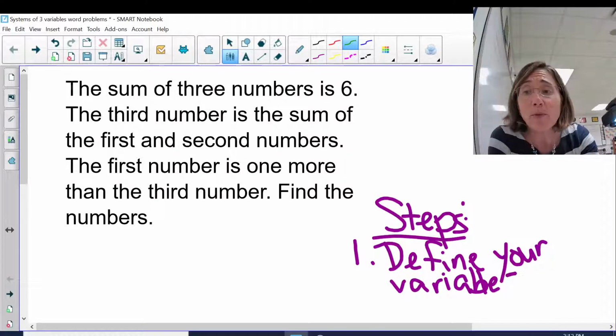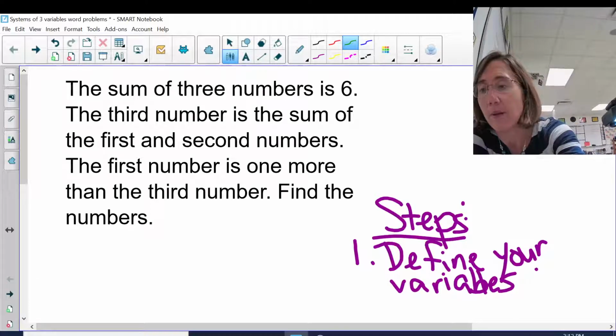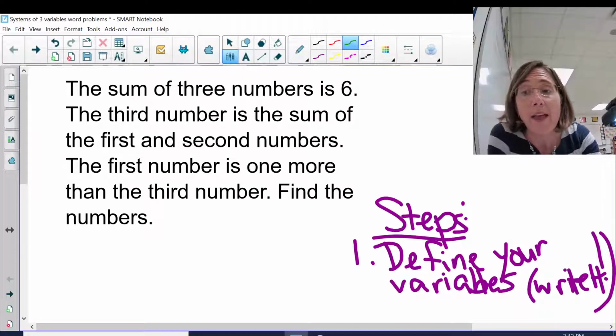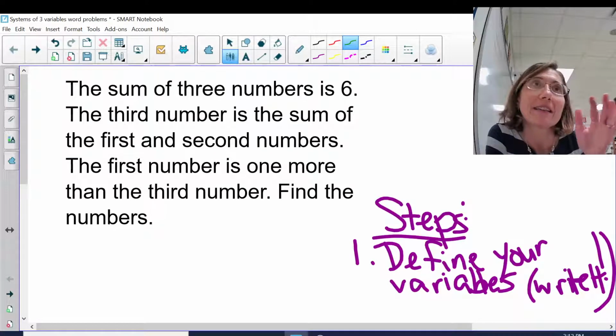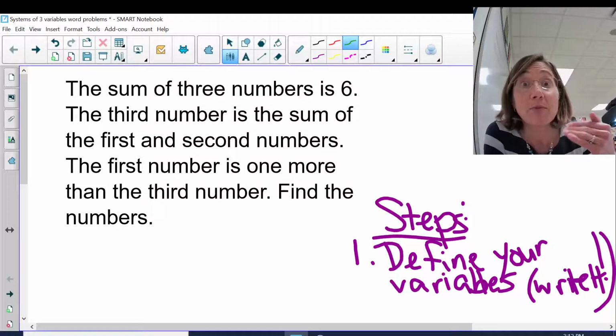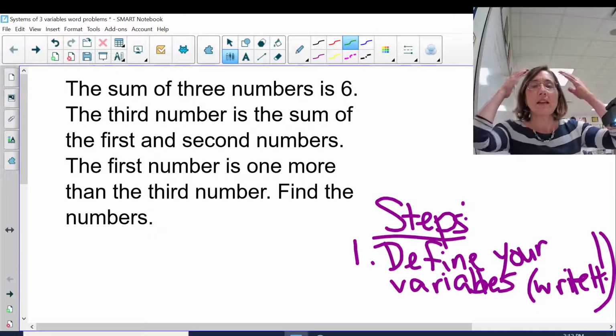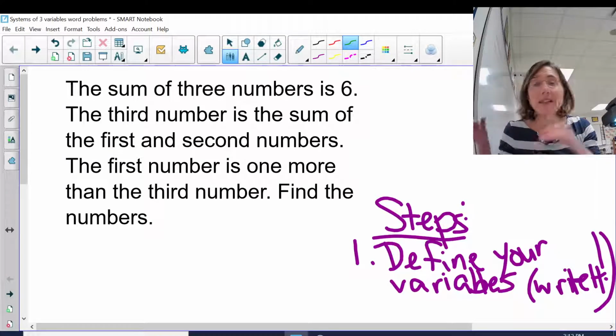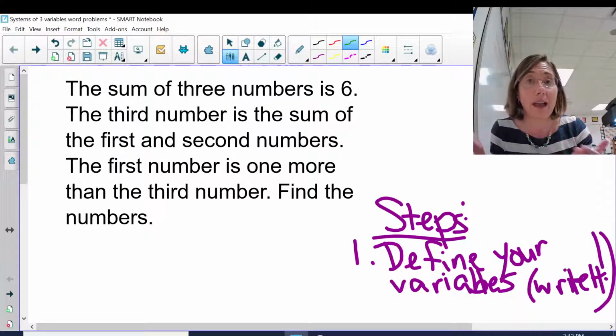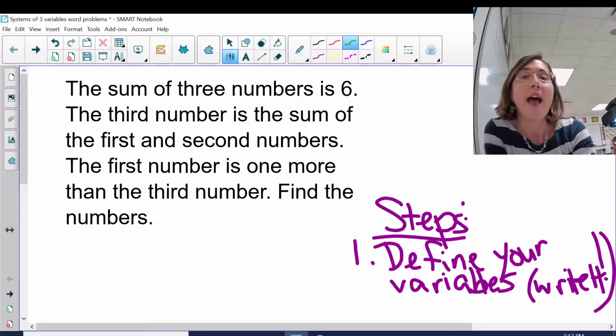And it's going to be important that you write this down. Okay, so I'm going to put write it. And I know some of you are thinking, oh, Mrs. Freeze, I don't need to write this down. I can just keep track of what's what. No, I want you to write this down, okay? Because the more information that you can offload onto paper instead of having to keep it in your working memory, the more space you have to actually think about calculating stuff. So we're going to write this down.